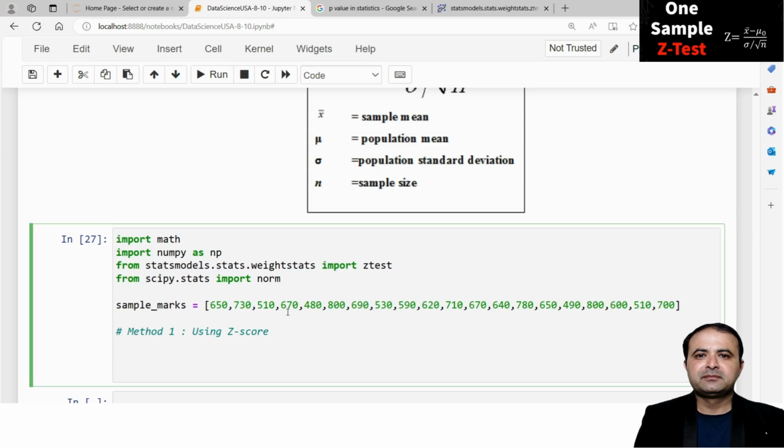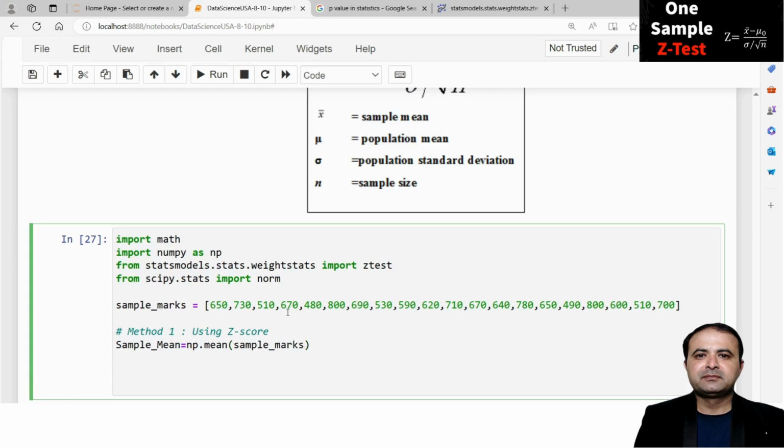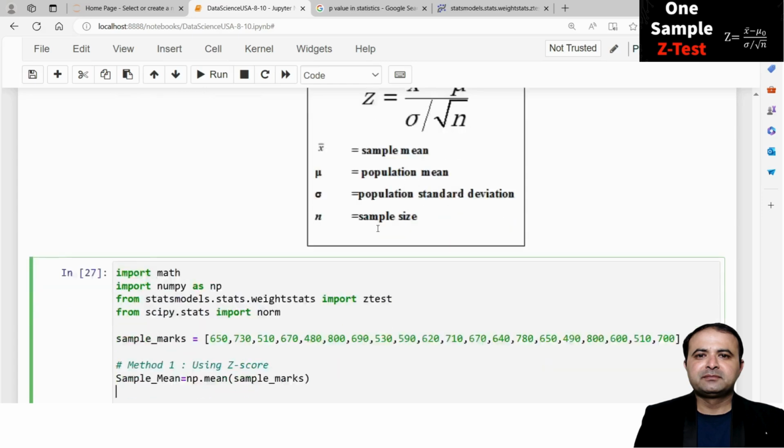So firstly, I want to apply method 1, the manual one. If someone wants to calculate the Z test value manually, you can see you have to put in so much effort. Firstly, the sample mean: np dot mean of sample underscore marks. So I have found the sample mean.